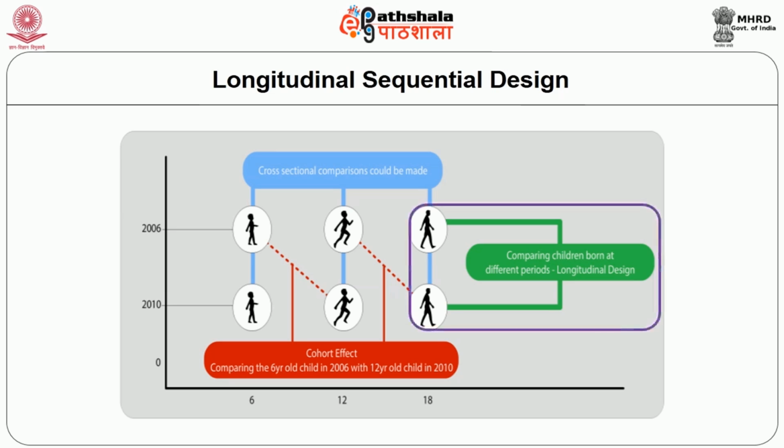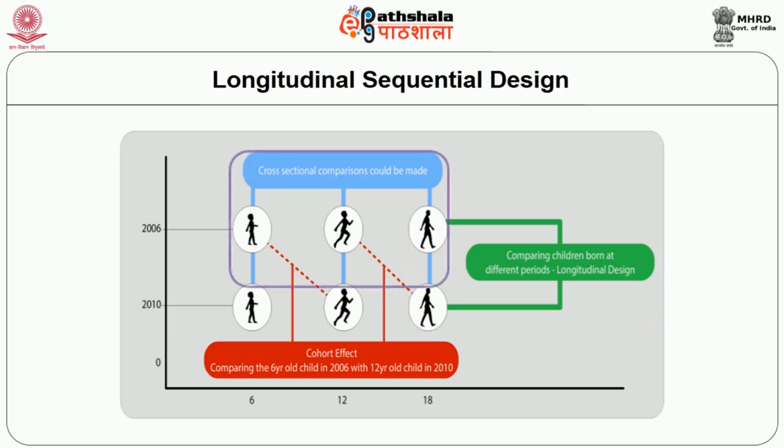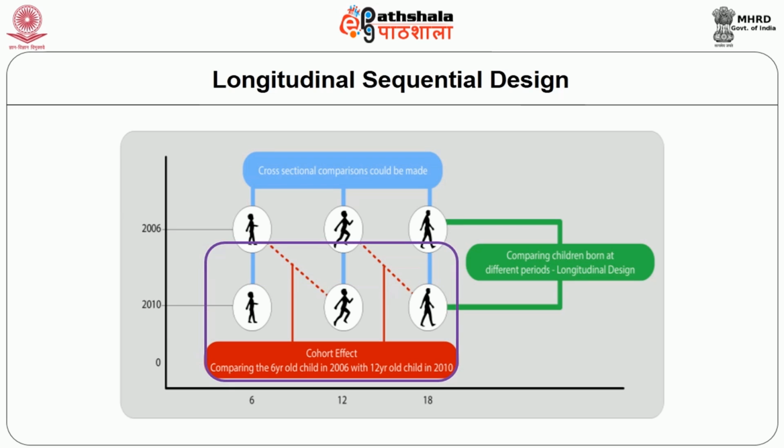The green lines in the illustration indicate the comparison of children born at different periods and thereby accounting to the longitudinal design. The blue lines show the cross-sectional comparison. Say, for example, a child of 6 years is studied in 2 different periods, in 2006 and in 2010. Hence, a pitfall of both the longitudinal and cross-sectional design is the cohort effect, which gets resolved in this new design. The red lines compare a 6-year-old child studied in the year 2006 with a 12-year-old child studied in 2010, and a 12-year-old in 2006 with an 18-year-old in 2010.